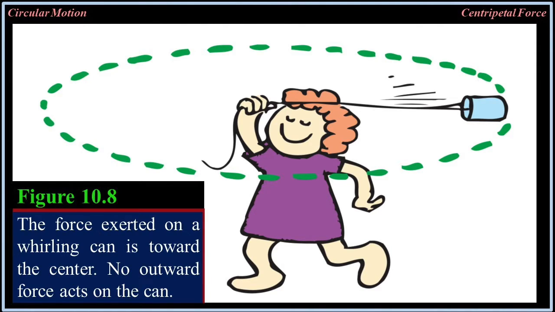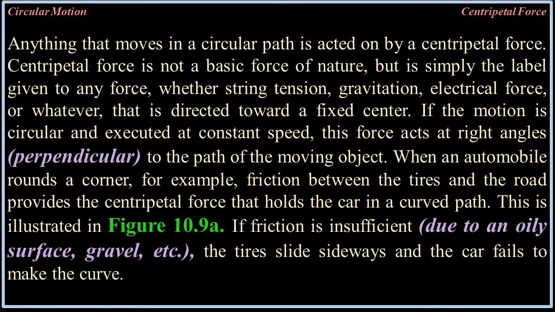Figure 10.8: the force exerted on a whirling can is toward the center. No outward force acts on the can. Anything that moves in a circular path is acted on by a centripetal force. Centripetal force is not a basic force of nature, but is simply the label given to any force, whether string tension, gravitation, electrical force, or whatever, that is directed toward a fixed center.